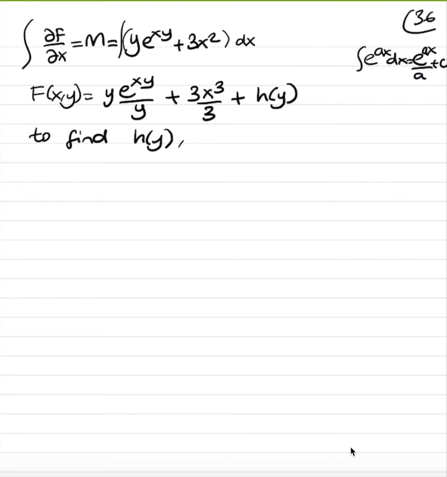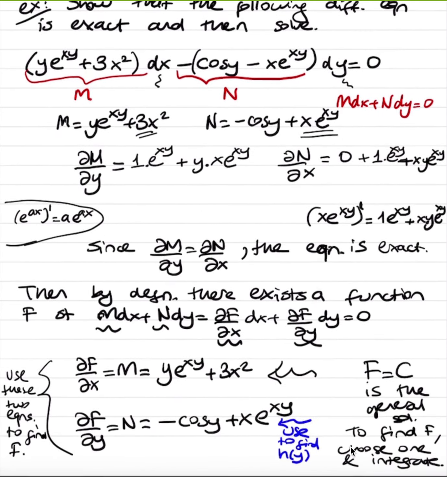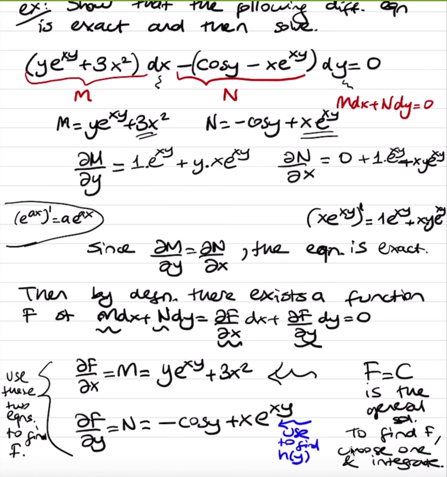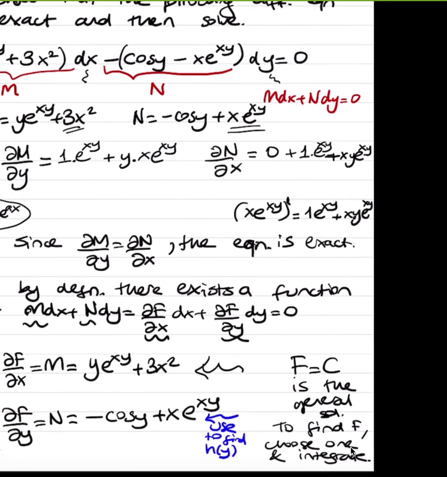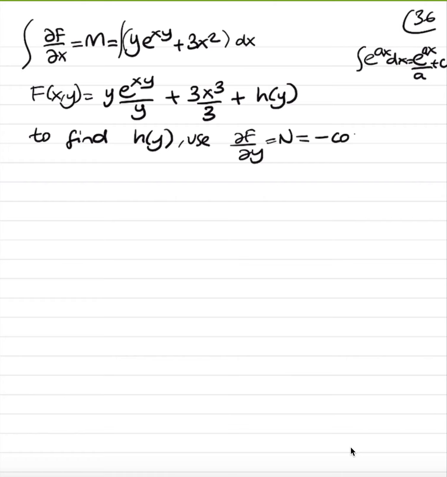To find h of y, use del f over del y is equal to n. What was n? Minus cosine y plus x e to the power xy. Great. Okay, we will take this and take its derivative with respect to y.